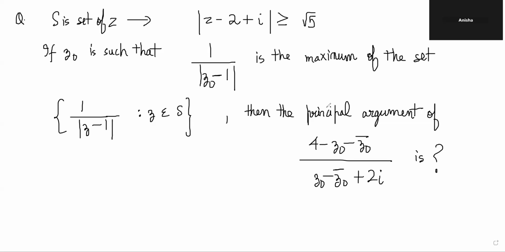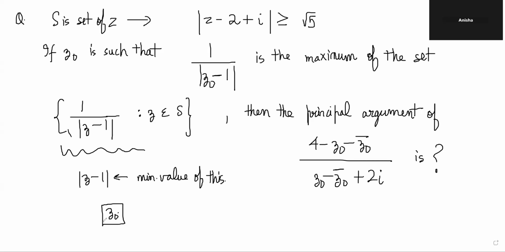You should think a little bit geometrically here. That will be better. Maximum value of this set would be, if you want to get the maximum value of this number, you need to get the minimum value of this. Minimum value of this, wherever that is your Z naught.